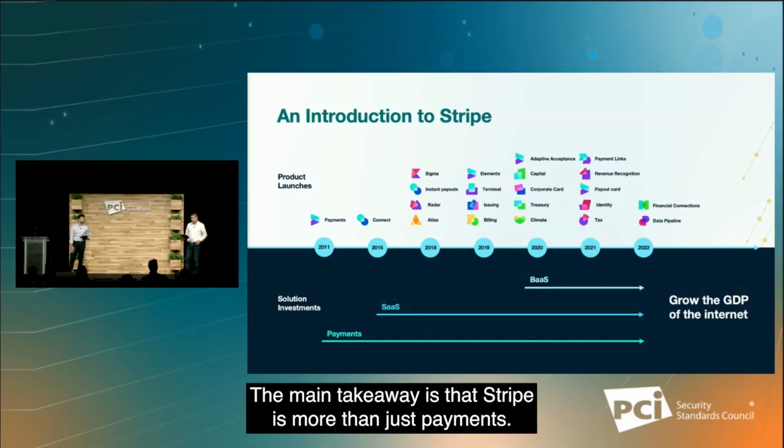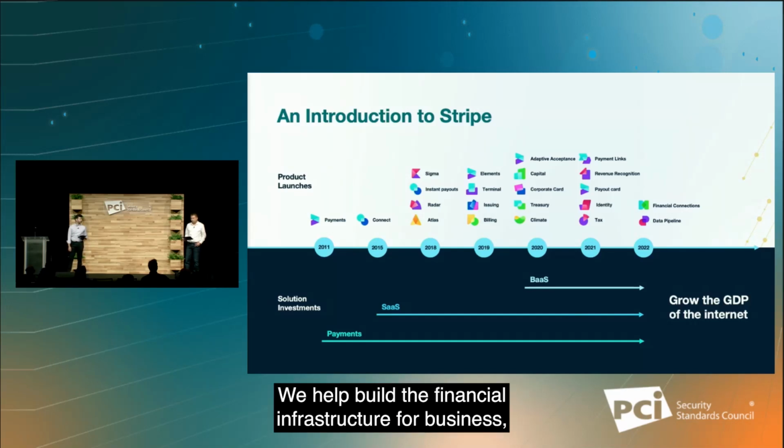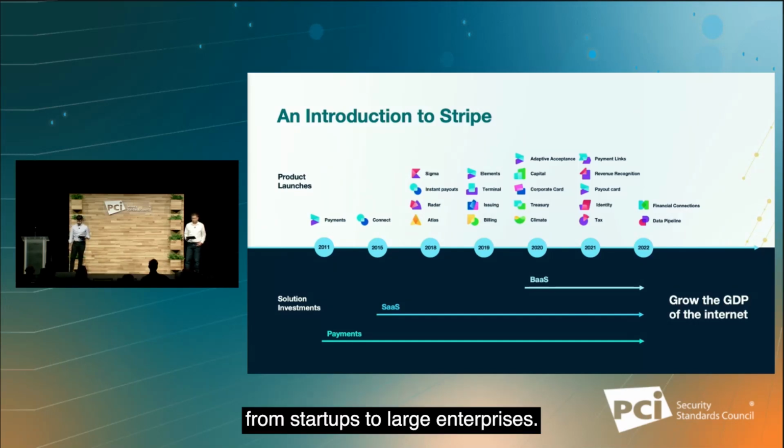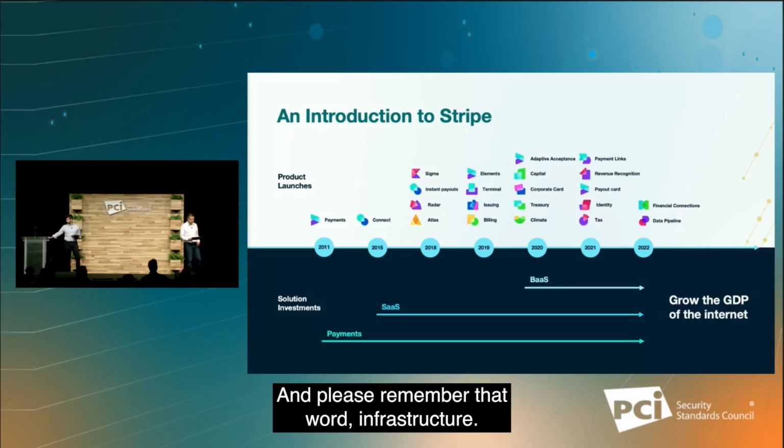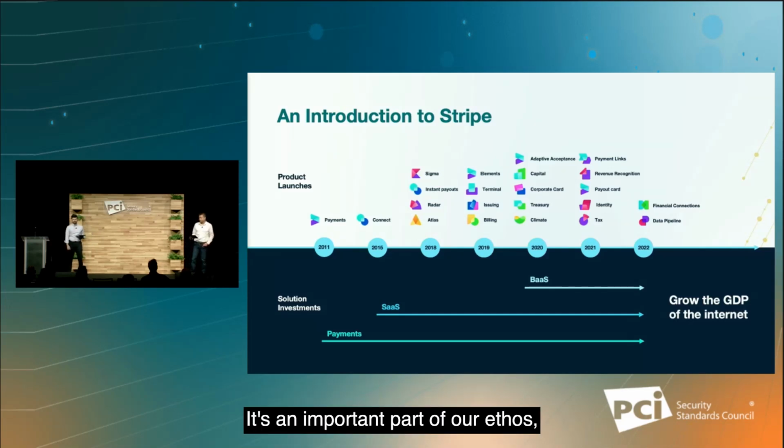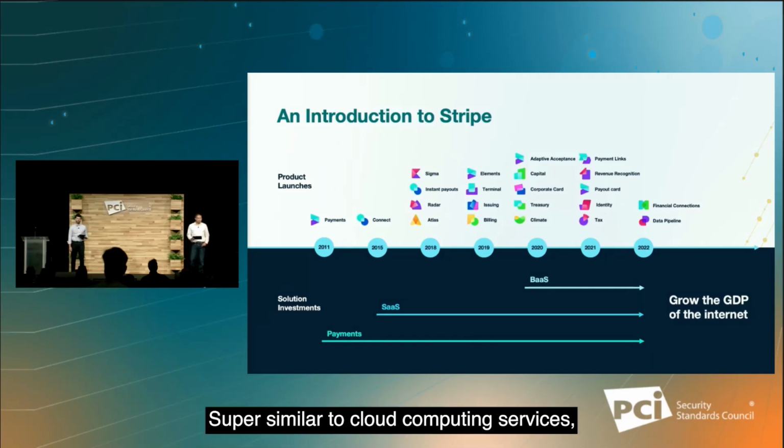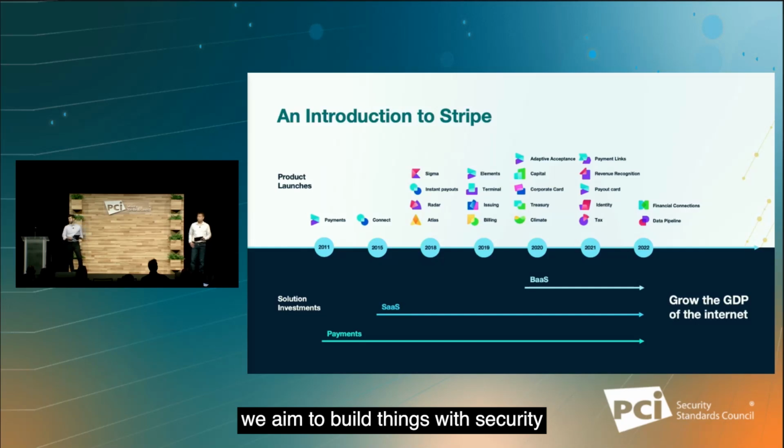The main takeaway here is that Stripe is much more than just payments. We help build the financial infrastructure for businesses, from startups to large enterprises. And please remember that word, infrastructure. It's an important part of our ethos and how we view ways that we design, develop, and launch products. Super similar to cloud computing services, we aim to build things with security and usability as a default.